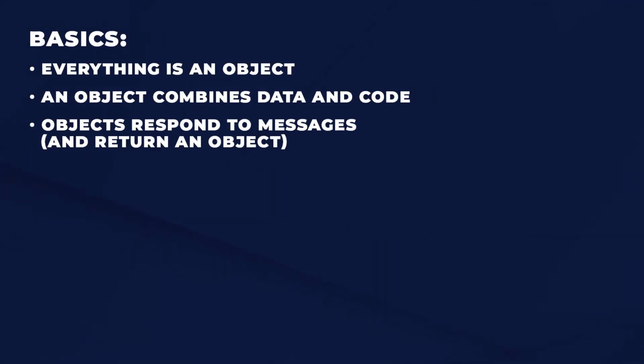So let's start with some of the basics. In Smalltalk, everything is an object. This makes things really consistent. So what is an object? An object combines data and code. How do you interact with an object? You send it a message. And we'll see there's three kinds of messages. Whenever you send a message to an object, it responds with an object, even if you're not expecting one. And usually it's the object itself if you're not expecting one. But whenever you send a message, you get an object in return.